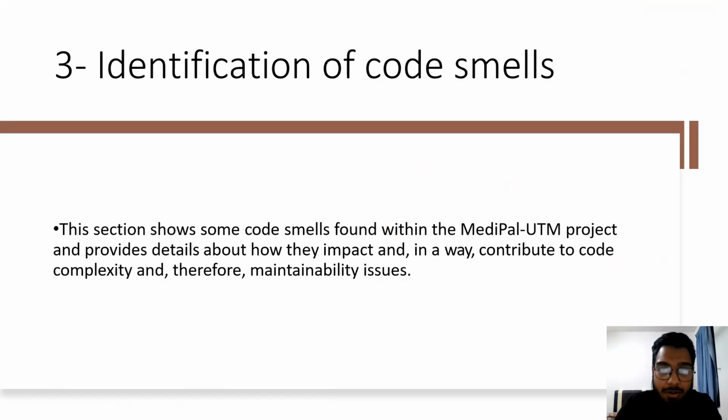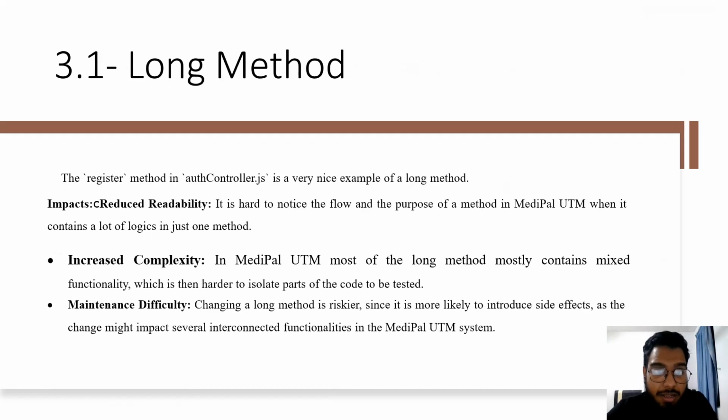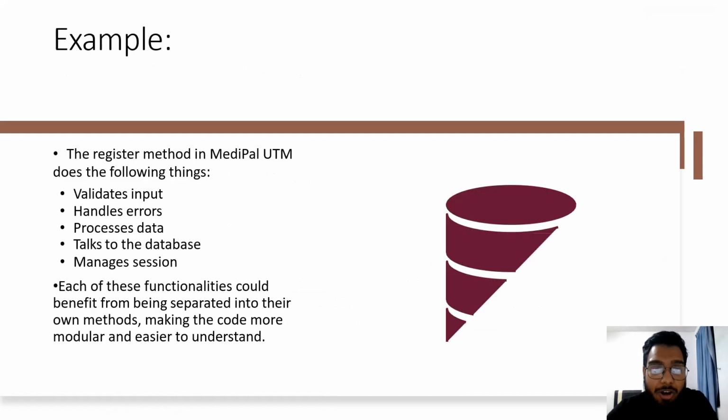So let's now come on to the code smells, the identification of the code smells. This section will show the different code smells that have been identified. The first one is the long method. The long method is found in the register method in authcontroller.js of the system. Here we see that the method is very long.